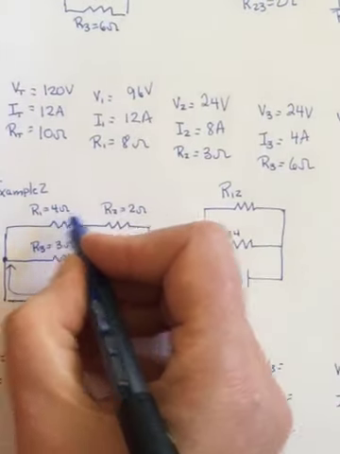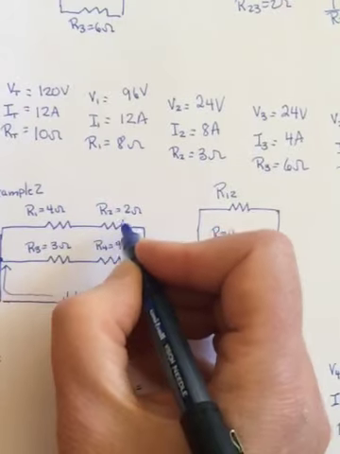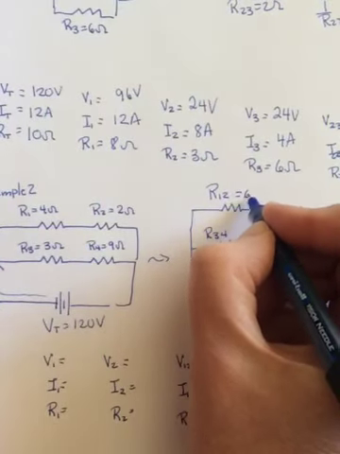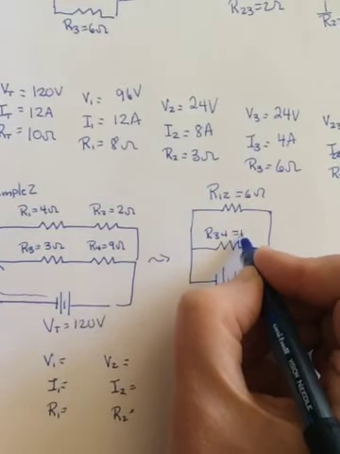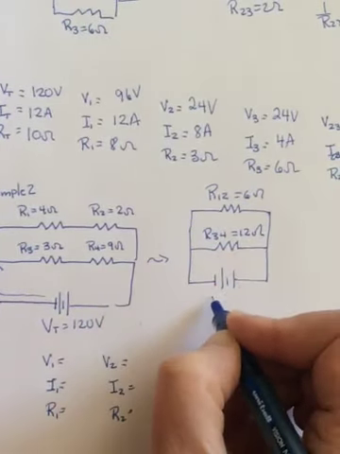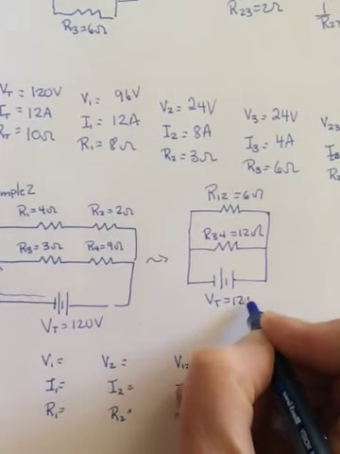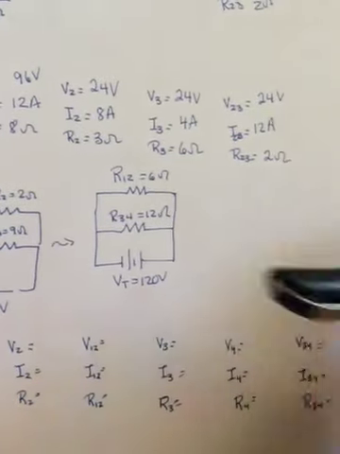All right, I can find my R1,2. They're just in series with each other, so I just add them. This is 6 ohms. And R3 and 4 are in series. This is 12 ohms. And now when I look at my circuit, it is a pure parallel. So I don't have to simplify anymore.